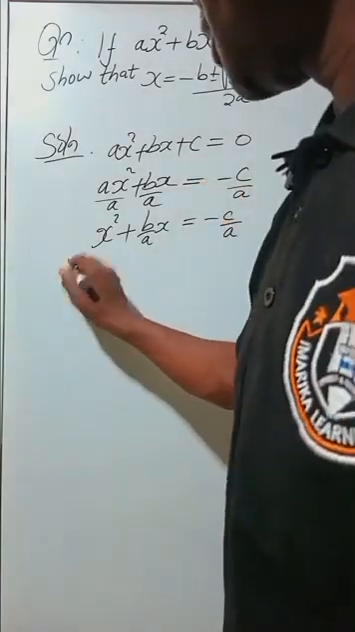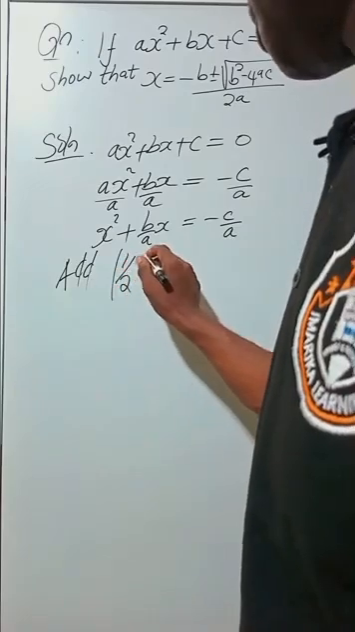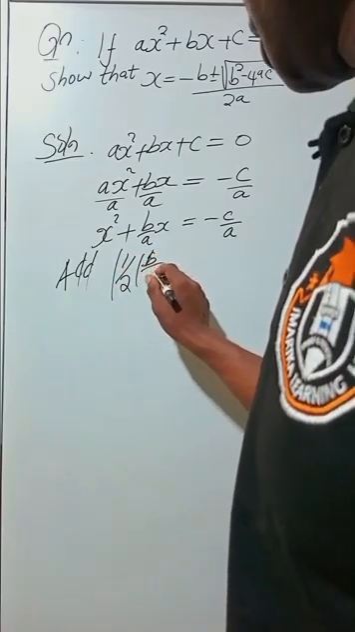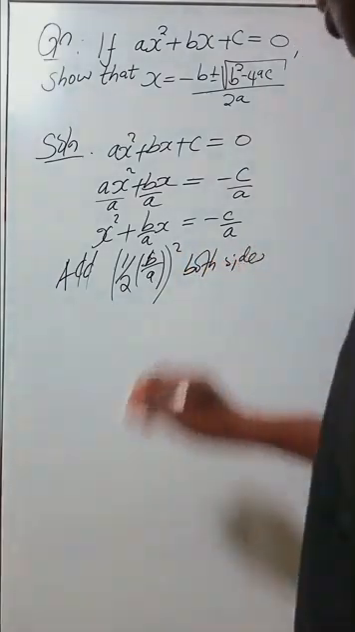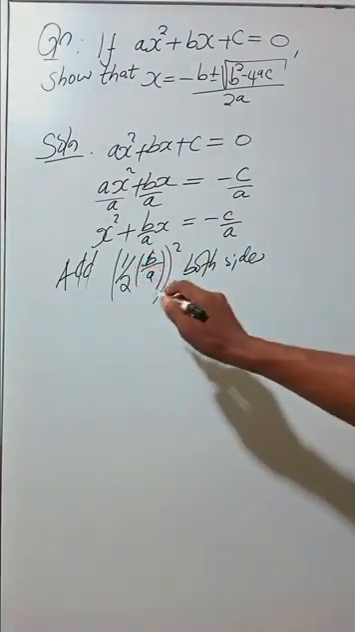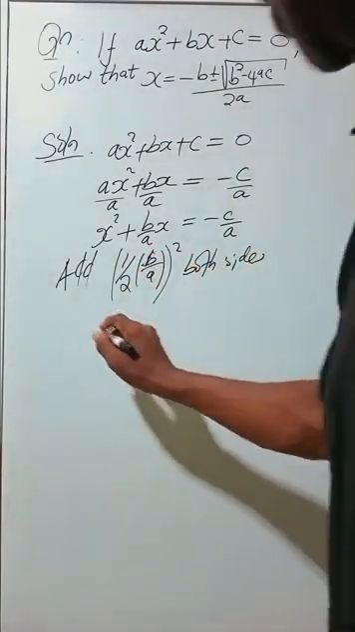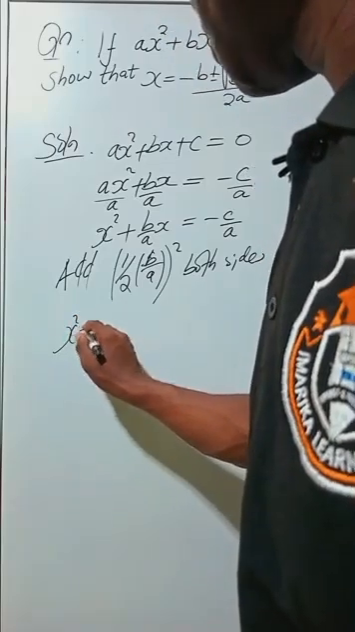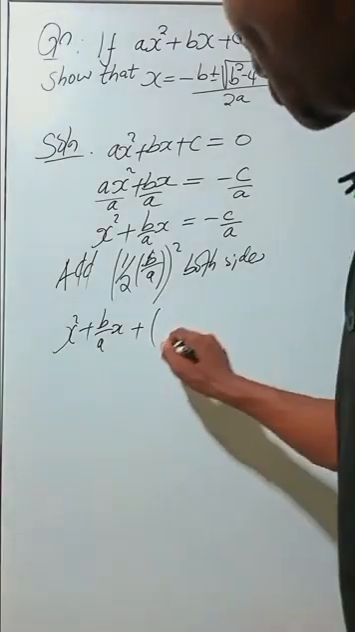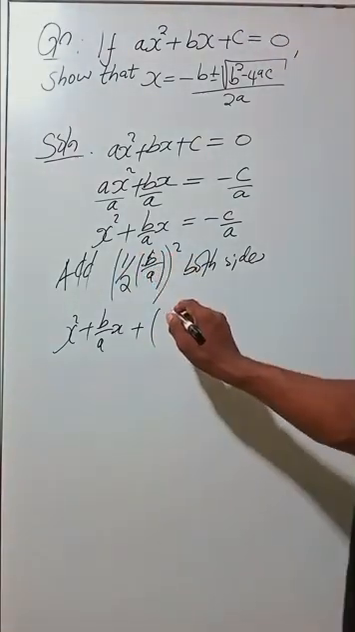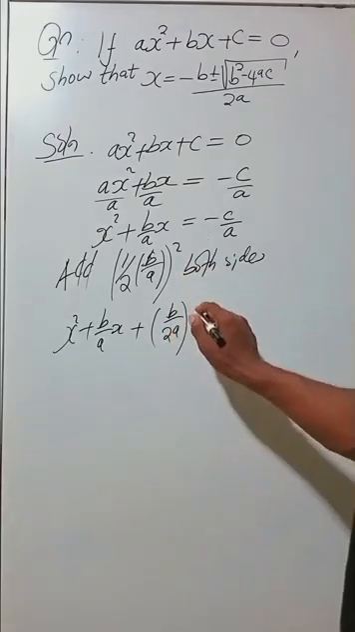So what we're supposed to add in order to make this a perfect square is a half b over a, squared, both sides. It is a half b over a squared, both sides. It appears like this, so we shall have our x squared on the left-hand side, then plus b over a x, then we add, look at this bracket now, 1 times b, this one is b, 2 times a, this is 2a, then we square.